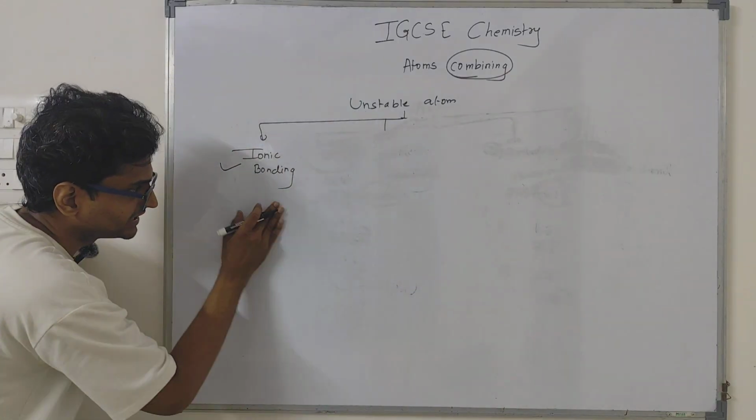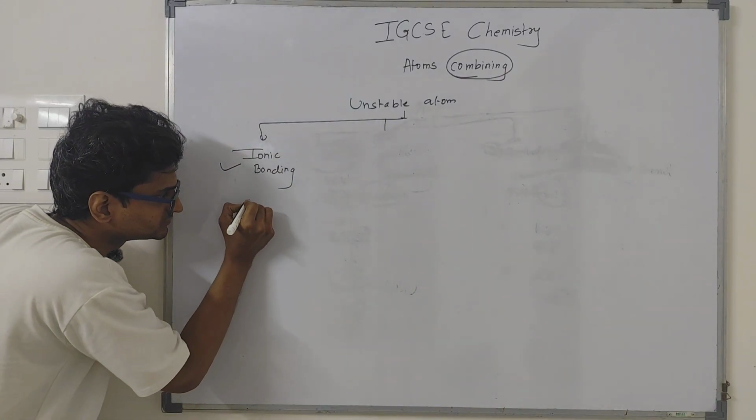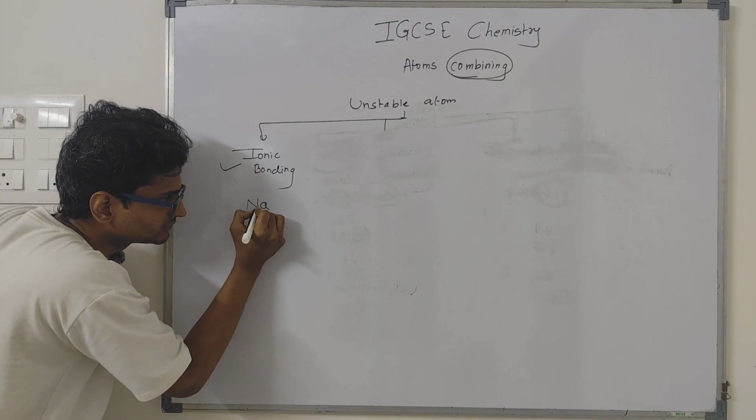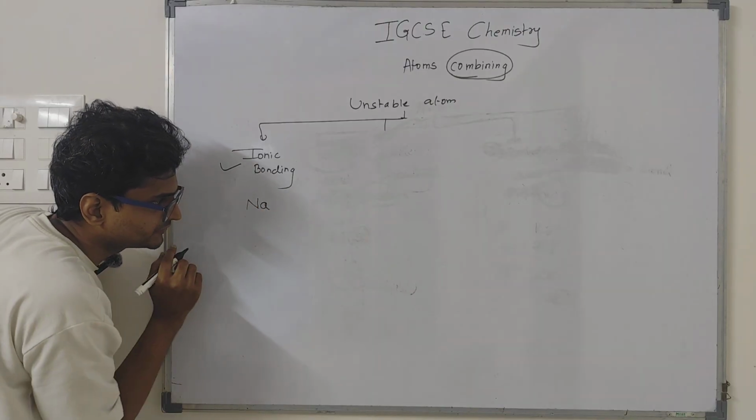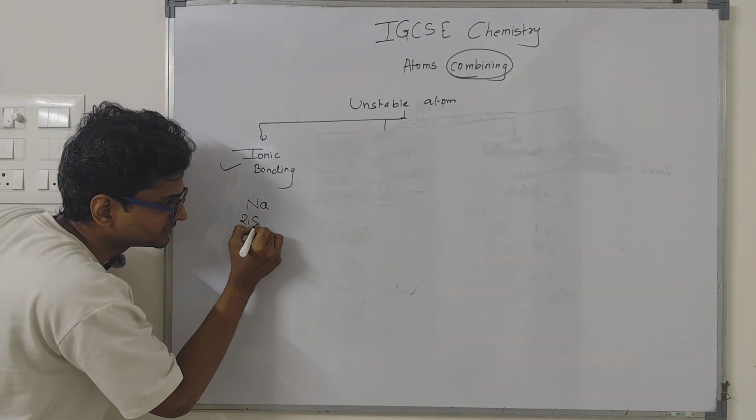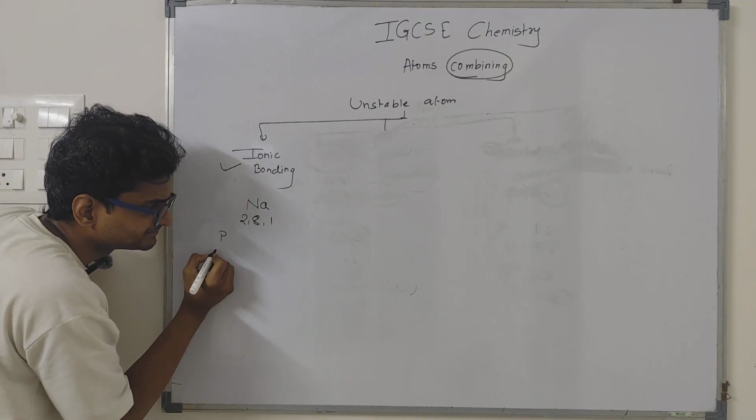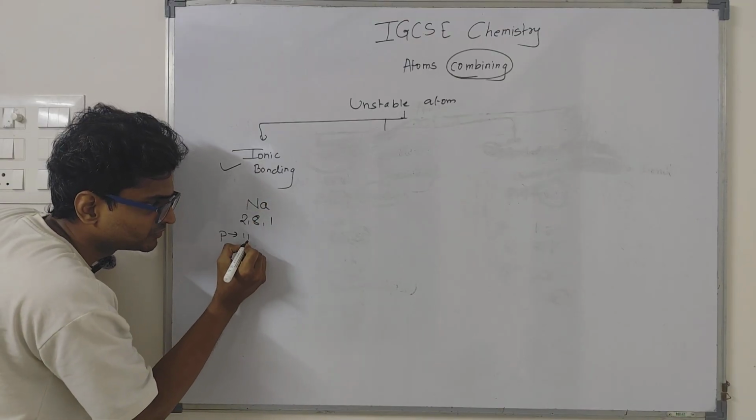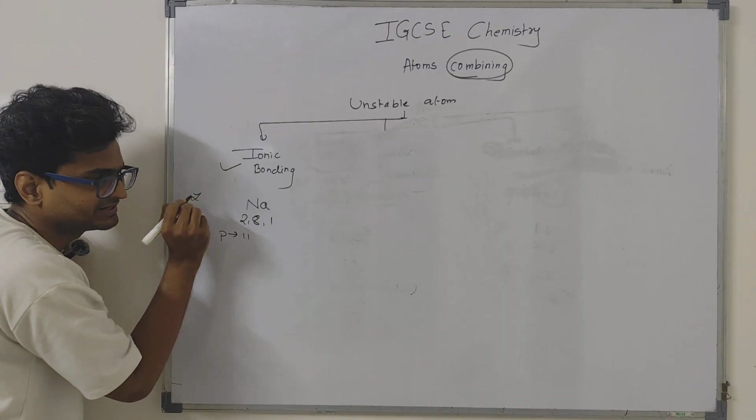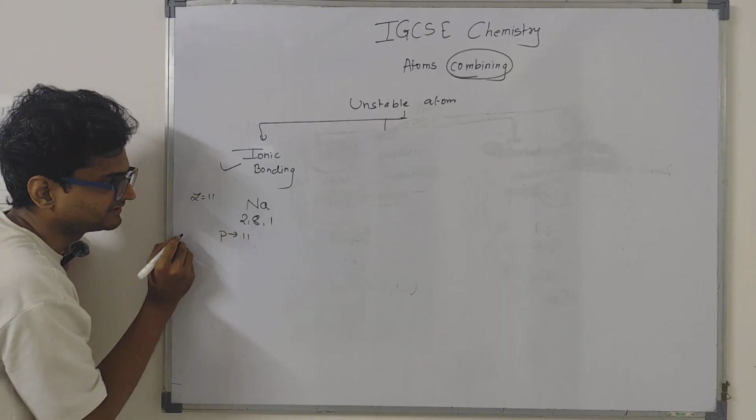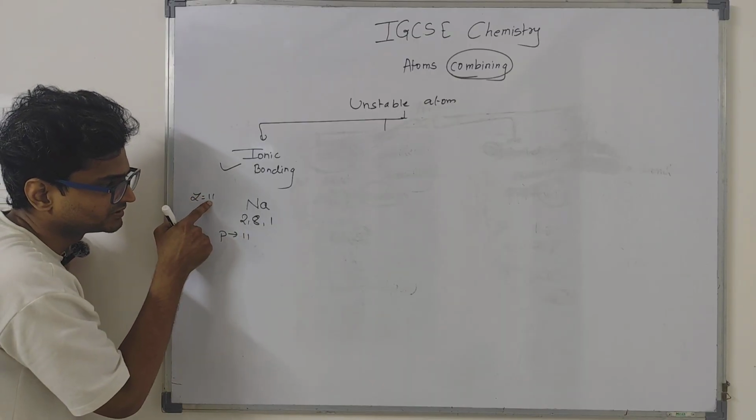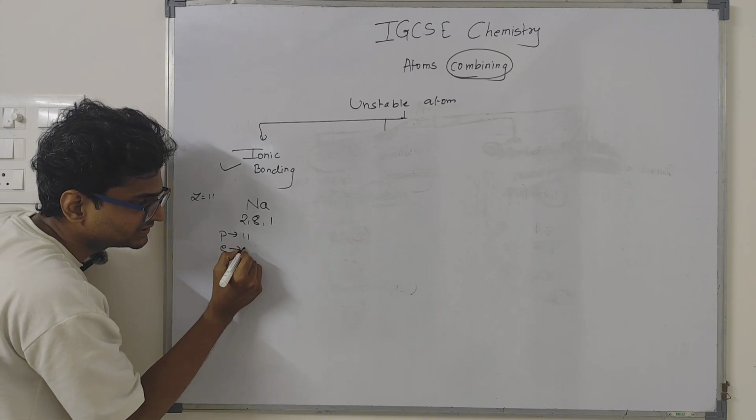Okay, now please understand. Let's say I have an atom, sodium. Now the electronic configuration of sodium is 2, 8, 1. How many protons does it have? It has 11 protons, because the atomic number Z is 11. This is the number of protons. And electrons are also 11.